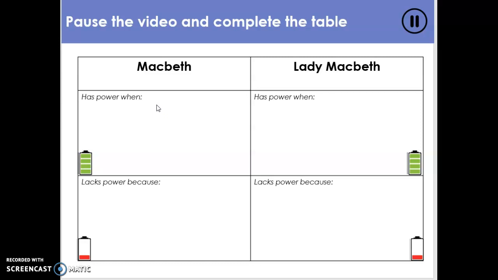Okay, that's the end of this first video. We've got a second one coming up where we'll look at more specific lines that are to do with power and think about how power is presented in those.